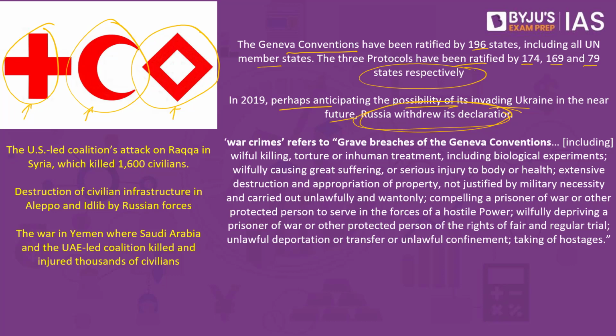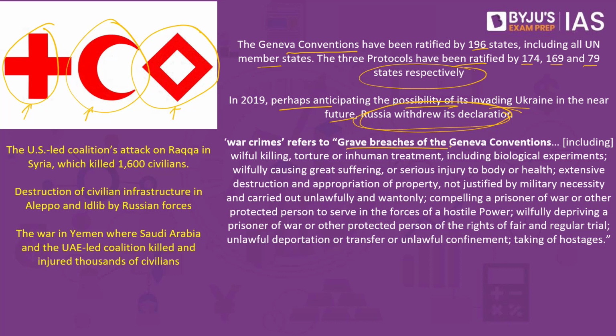Now, the important question is, how will this be executed? We have Article 8 of the Rome Statute of the International Criminal Court, which clearly points out that it is the International Criminal Court which has the jurisdiction when it comes to war crimes. So, what are war crimes?